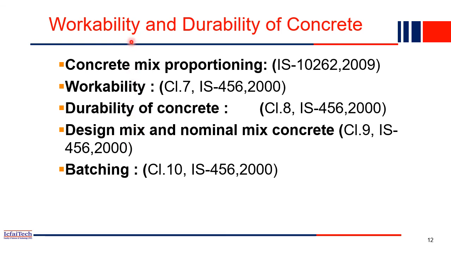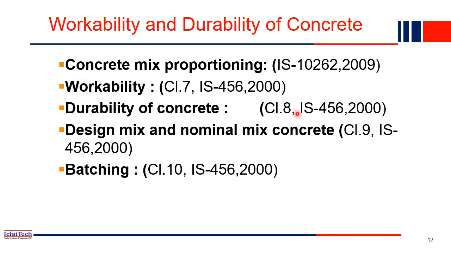Now the last property of concrete is basically workability and durability of concrete. Concrete mix proportion means there are four ingredients mixed and concrete is prepared. In what proportion these four ingredients will be mixed will be given in the IS code. In IS 10262:2009 you will find how to mix these four ingredients and prepare the concrete for construction. Similarly for workability, we will get in this clause what should be the minimum workability of the structure.